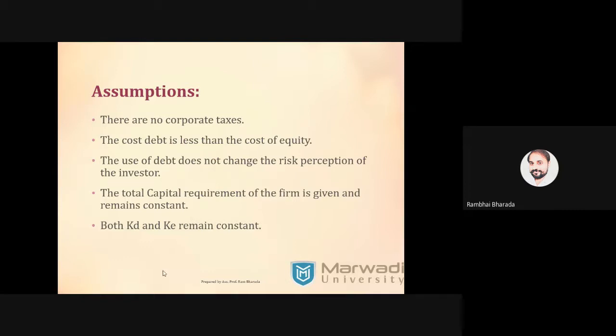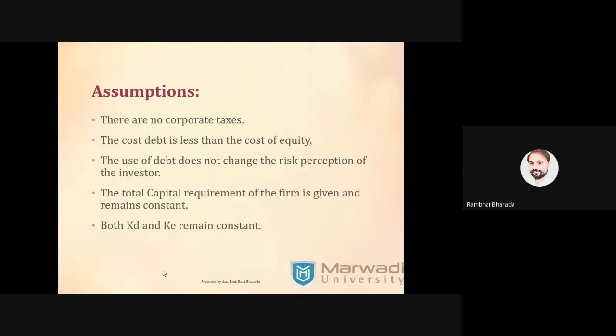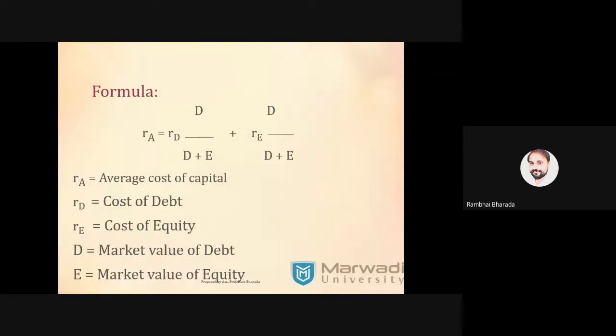Please remember, when question asks about the NI approach, write down these assumptions. Draw this diagram and note down the formula that RA is equal to RD D upon D plus E. That's all. This is all about this theory.